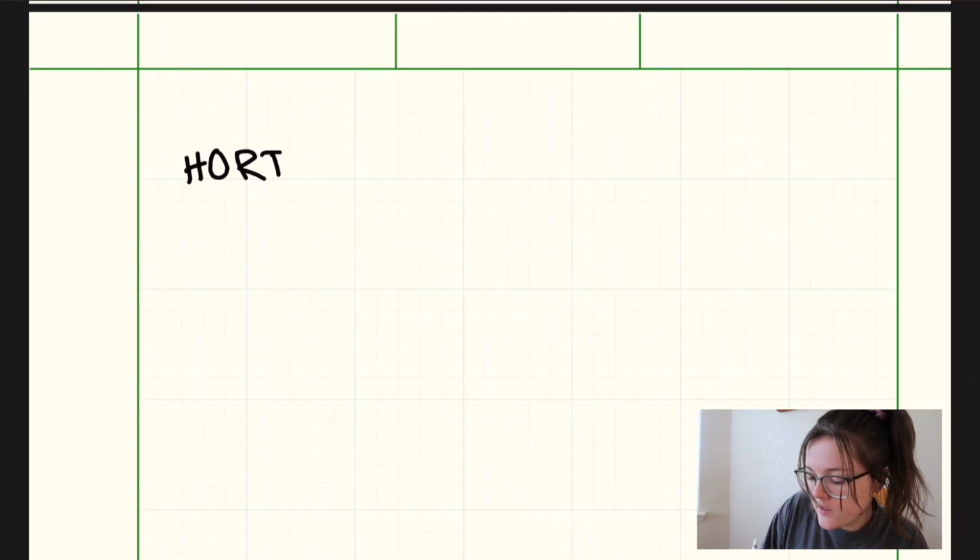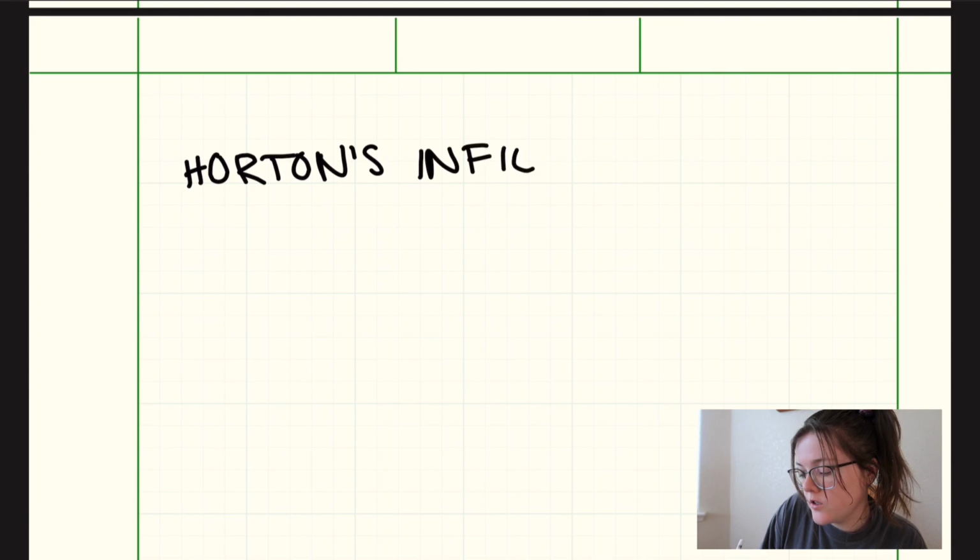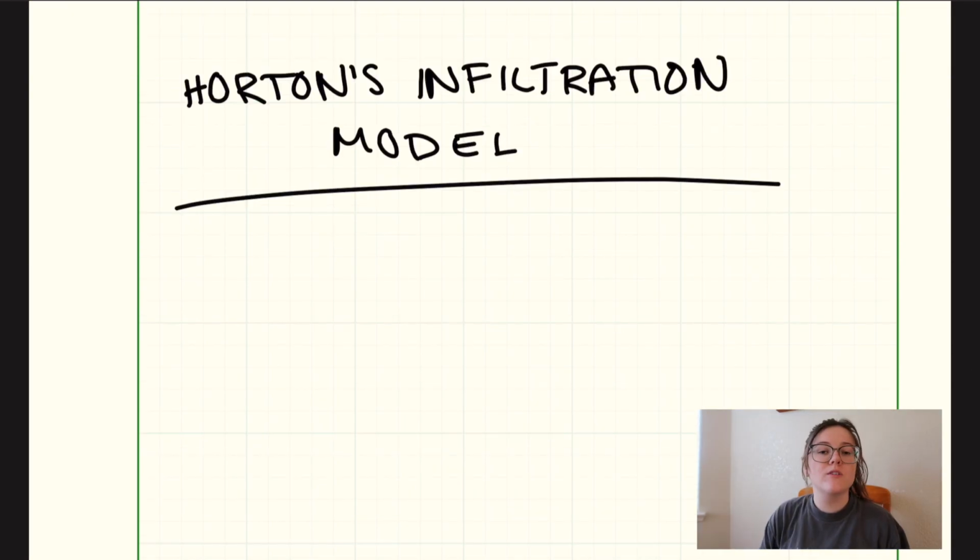So this incredible topic that we're going to be going over today is called Horton's infiltration model. Now, Horton's infiltration model is important because it tells us about the infiltration capacity of the soil that we're looking at. With this, we can look at how much infiltration will occur during a storm of a certain period, and consequently, we can also figure out how much runoff we're going to have as well.